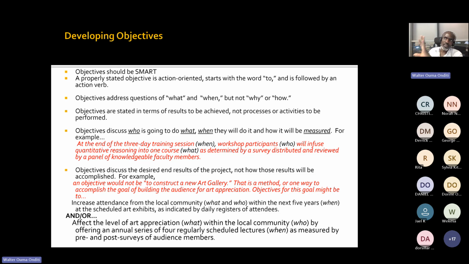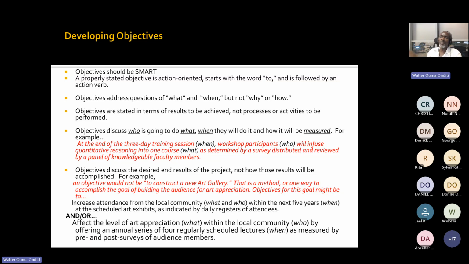So that is what developing the objective in terms of the formulation looks at. But, okay, and when, but not why or how. The why here is actually the impact, and the how here, the doing part, is really the output level. We had talked about this. They are stated in terms of results to be achieved. That's the desired state, not a process or activity to be performed.